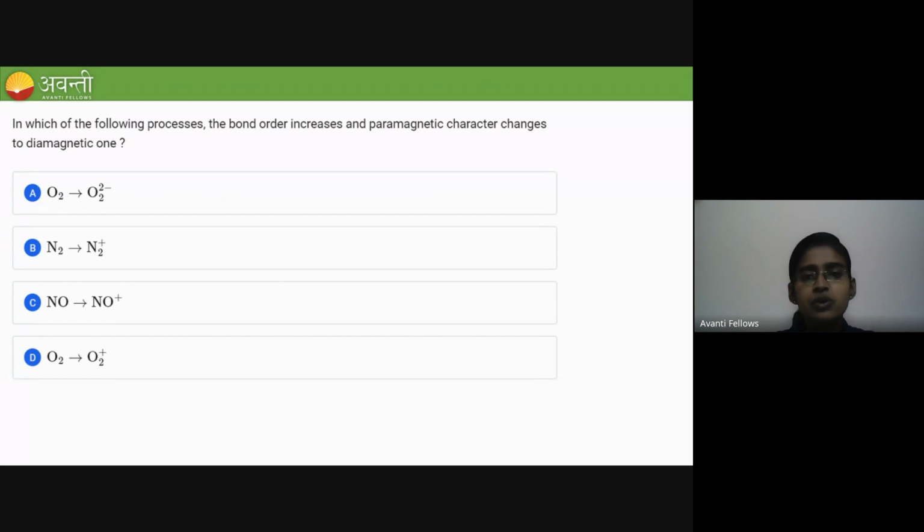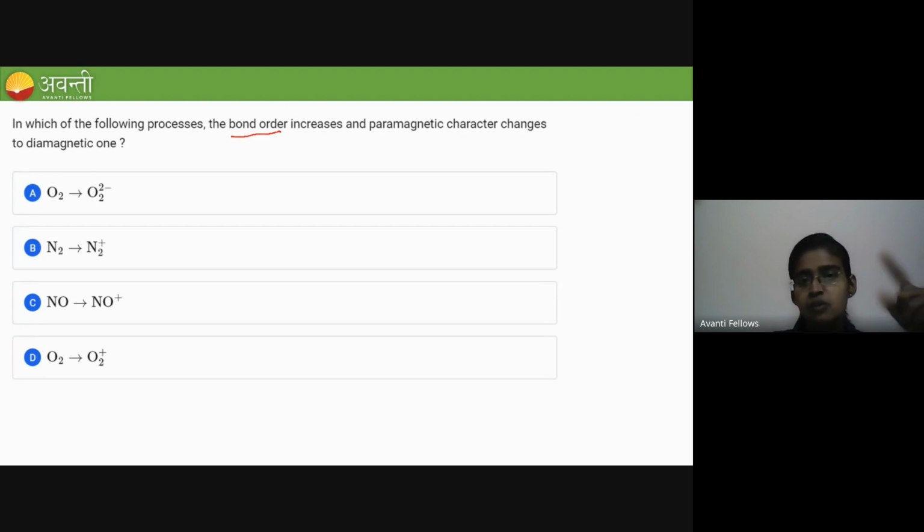In which of the following processes does the bond order increase and the paramagnetic character change to diamagnetic? So first, let us calculate the bond order. As I've already told you, there is a trick to find the bond order by using the number of electrons. Now coming to option A, first we have the oxygen molecule.